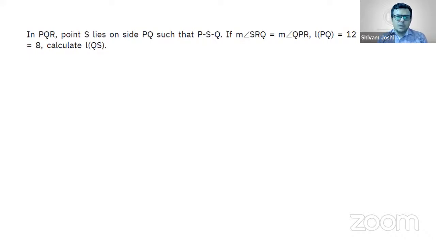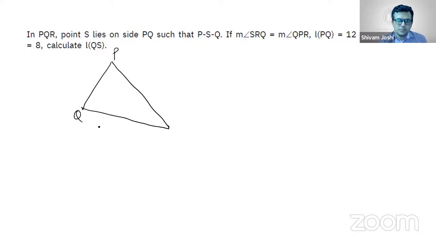Next question. In triangle PQR, point S lies on side PQ such that P, S, Q are in that order. This is triangle PQR, and S lies on PQ.